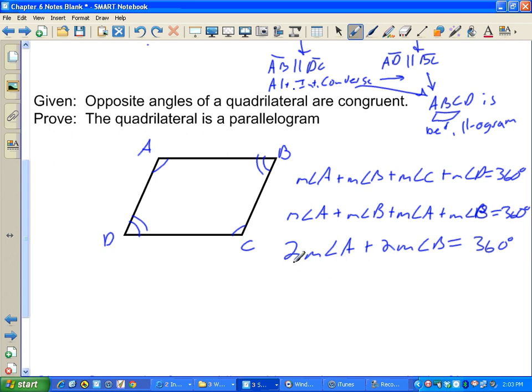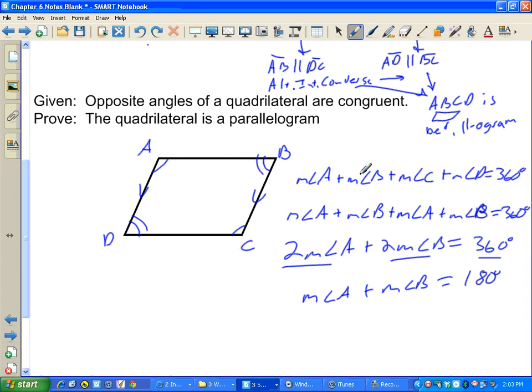If I divide everything by 2, okay, divide all these by 2, I'm going to get 1 measure of angle A plus 1 measure of angle B equals 180, which means that they are supplementary. So A and B are supplementary. These are consecutive interior angles on the sidelines. So since I have supplementary consecutive interior angles, that would tell me that AD and BC are congruent.